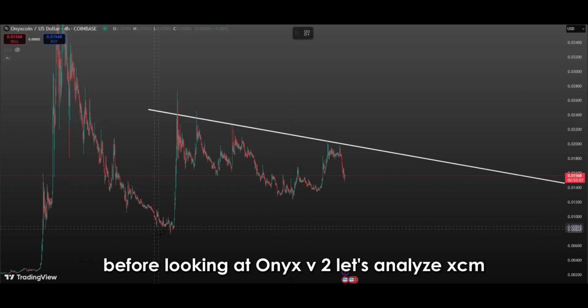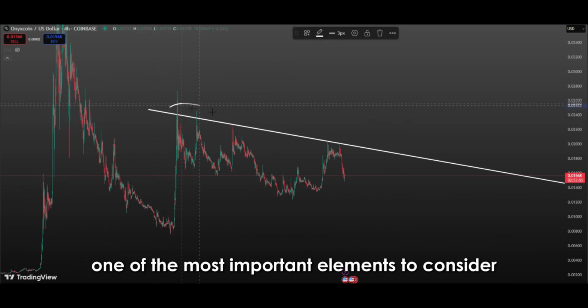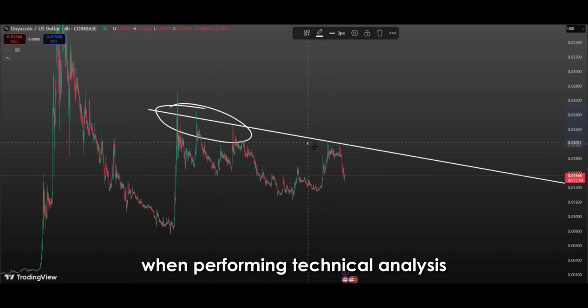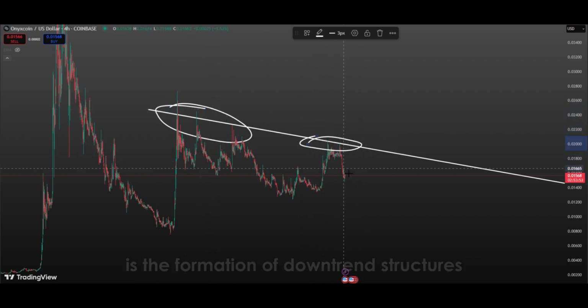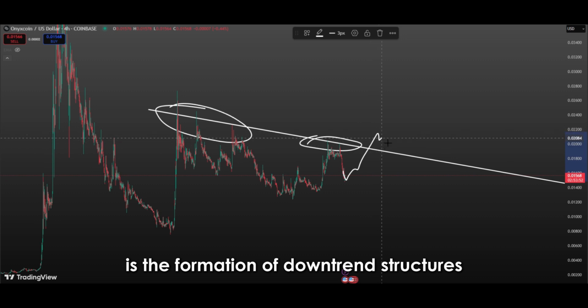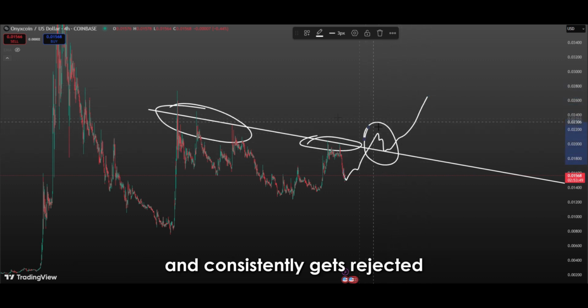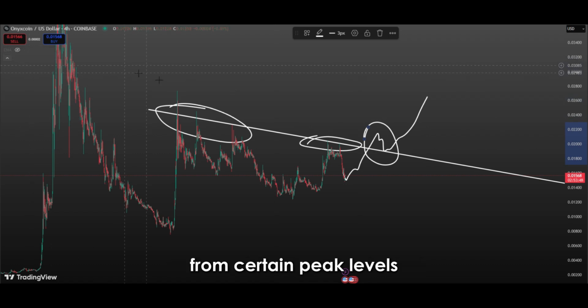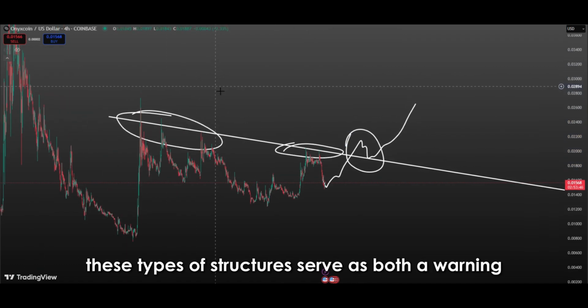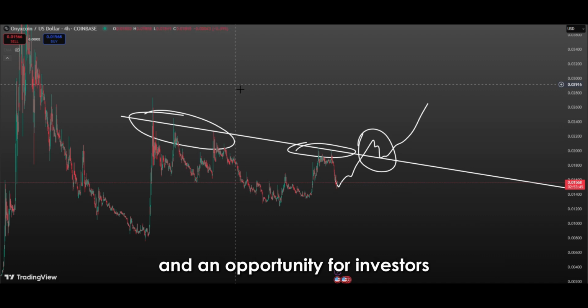Before looking at Onyx V2, let's analyze XCN. One of the most important elements to consider when performing technical analysis in cryptocurrency markets is the formation of downtrend structures that occur when price moves downward over a period of time and consistently gets rejected from certain peak levels. These types of structures serve as both a warning and an opportunity for investors.